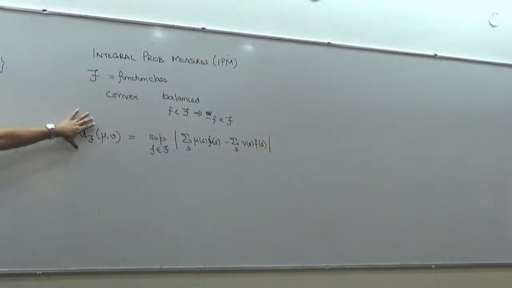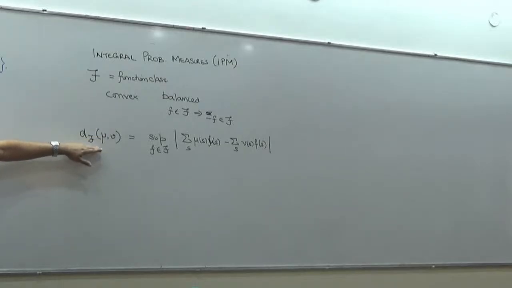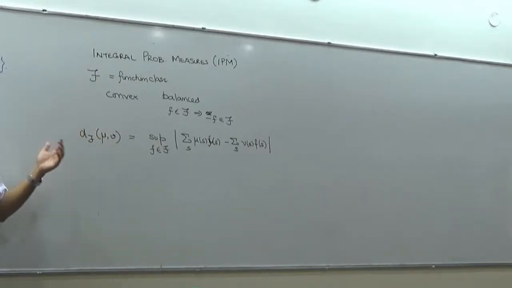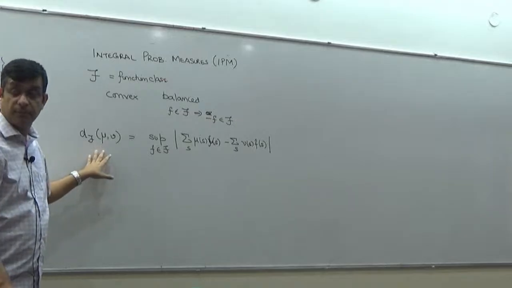of f. And now total variation is an IPM where the class of functions is functions whose half of the span norm is less than 1. Wasserstein distance is an IPM where the class of functions is the functions whose Lipschitz constant is less than or equal to 1. Okay?